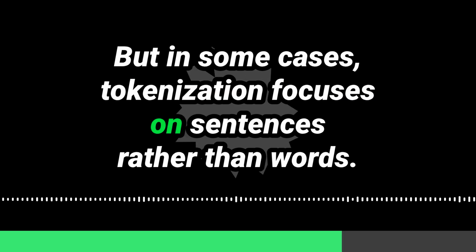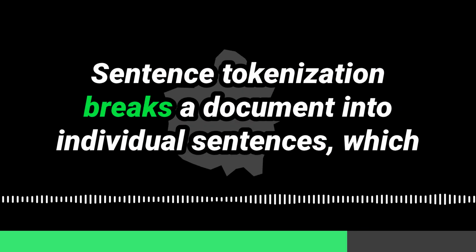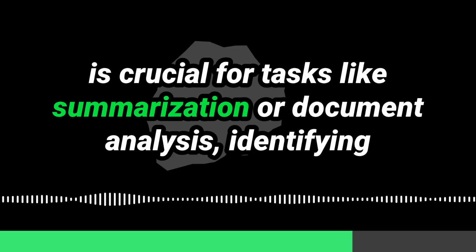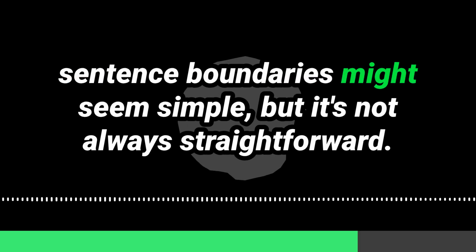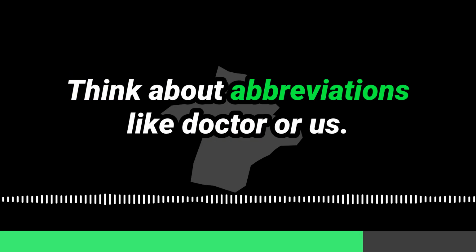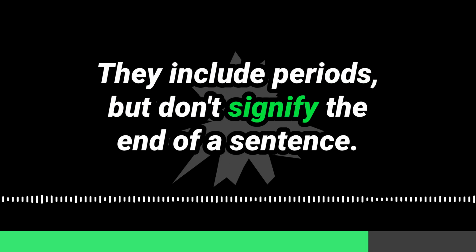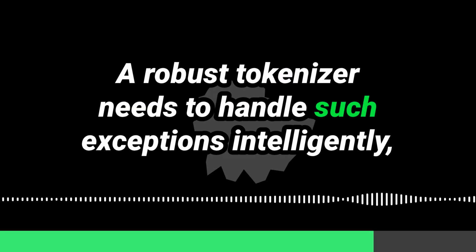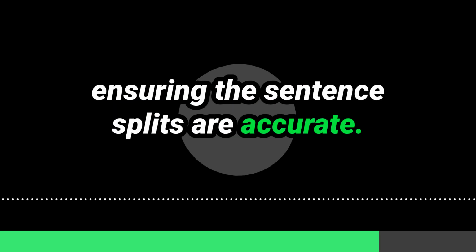But in some cases, tokenization focuses on sentences rather than words. Sentence tokenization breaks a document into individual sentences, which is crucial for tasks like summarization or document analysis. Identifying sentence boundaries might seem simple, but it's not always straightforward. Think about abbreviations like Doctor or US. They include periods but don't signify the end of a sentence. A robust tokenizer needs to handle such exceptions intelligently, ensuring that sentence splits are accurate.